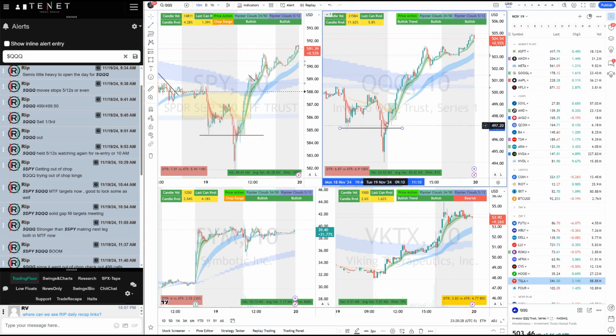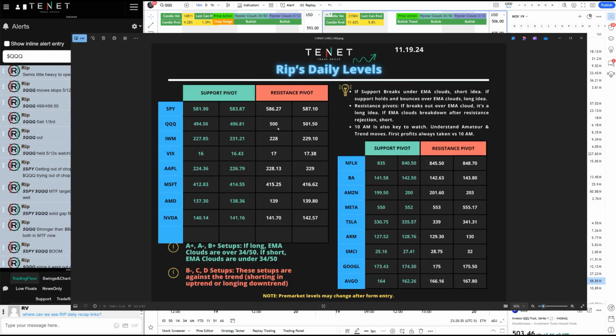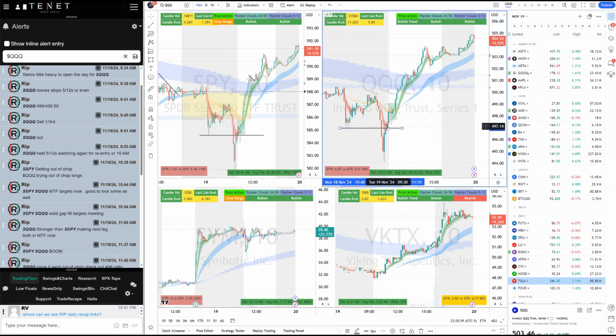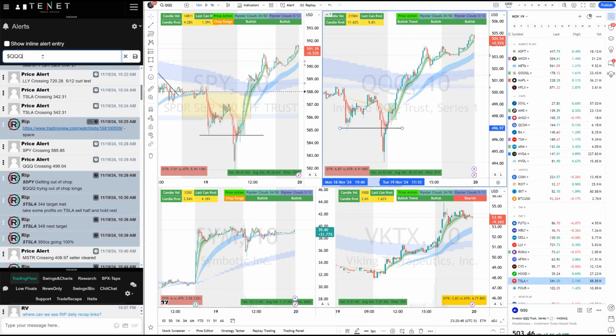Initially, once we were turning bullish, we also had the levels. If you want to look at the levels on the QQQs, we have 494.50 and 496.81. Those levels of support were holding up. That's when I told everyone that on QQQs, we did long it.